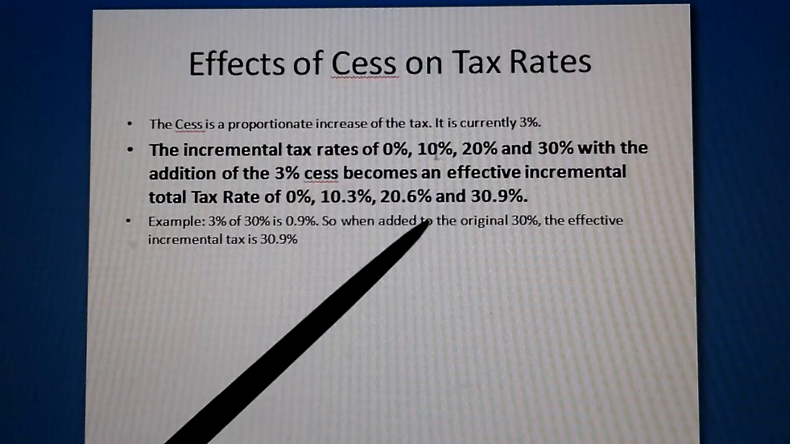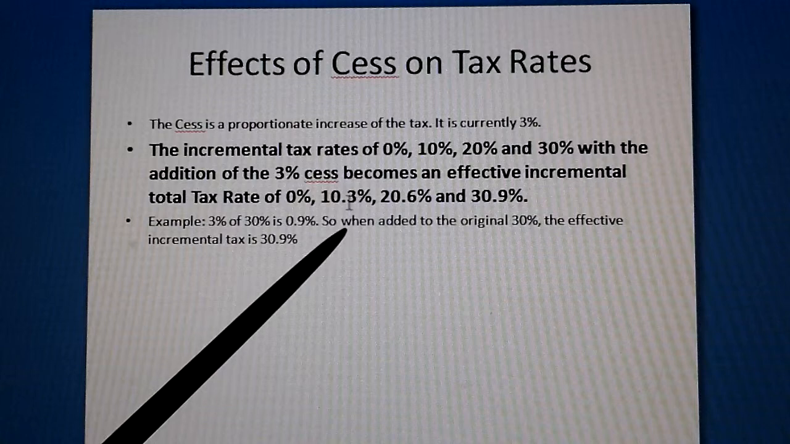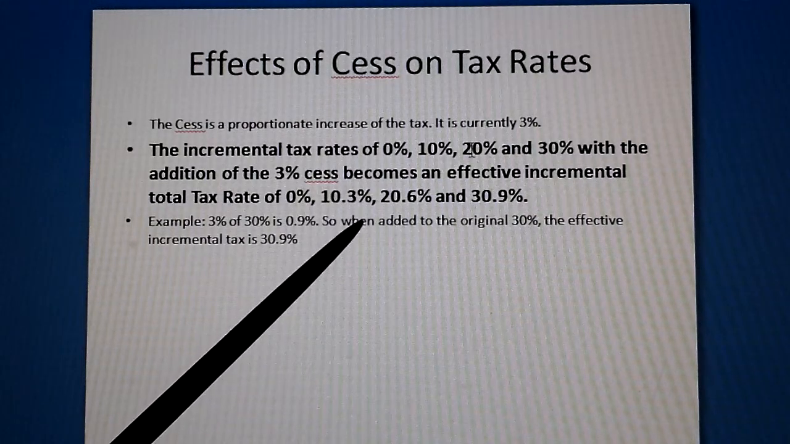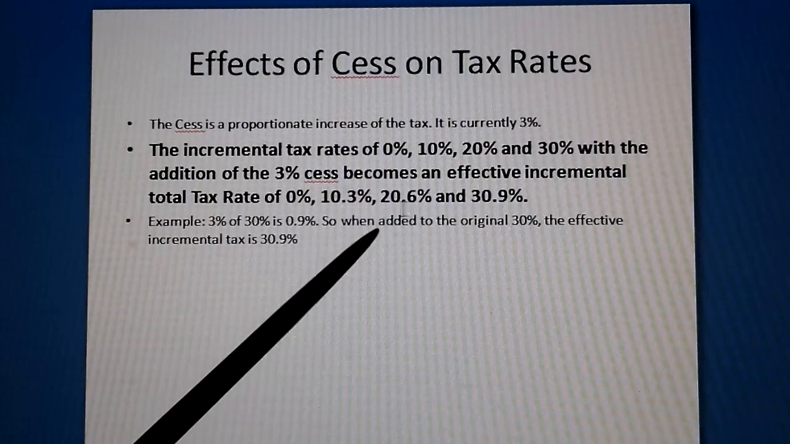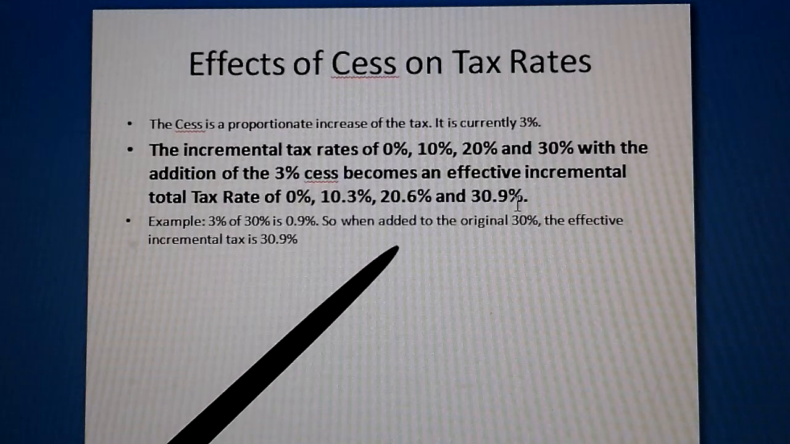Now, the 10%, 3% of the 10% is 0.3. So that would get added on and you get 10.3%. The 20%, the cess would be 3% of the 20%, which is 0.6%. So it adds on to the 20% and you get 20.6 and 30.9.